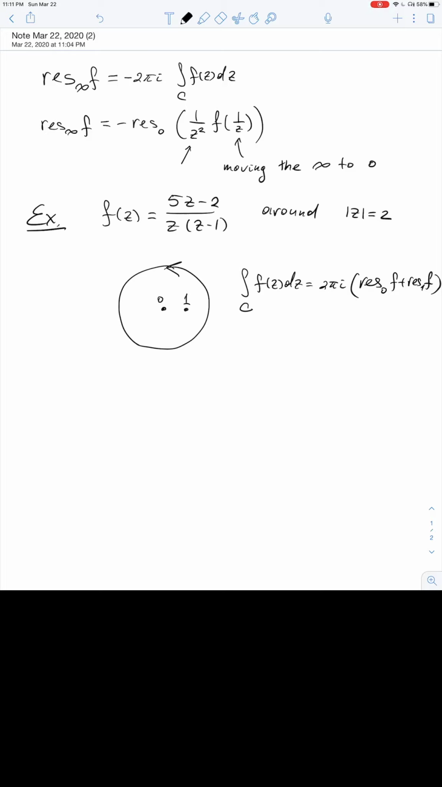Now, however, we can notice that outside of this circle, f doesn't have any problems. And so we know, basically by definition, that the integral of f of z dz is minus 2 pi i times the residue at infinity. And what is the residue at infinity? So let's compute it. The way we compute it is that we use this formula that you see at the top of the screen, which says that we actually need to look at this function.